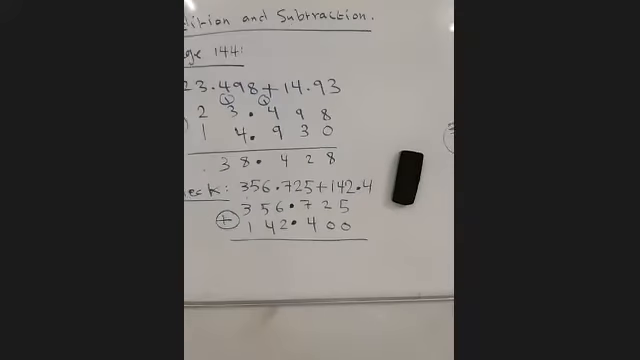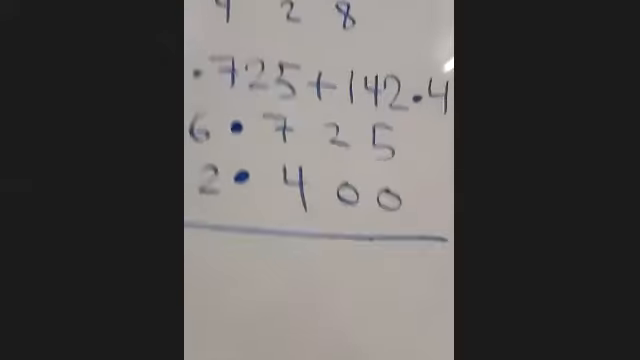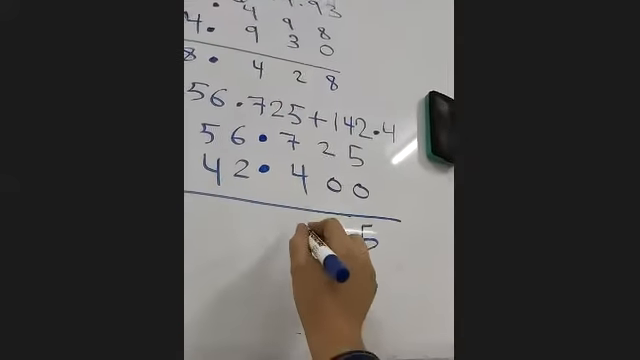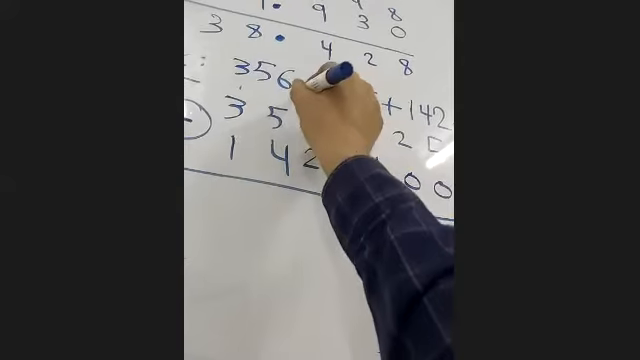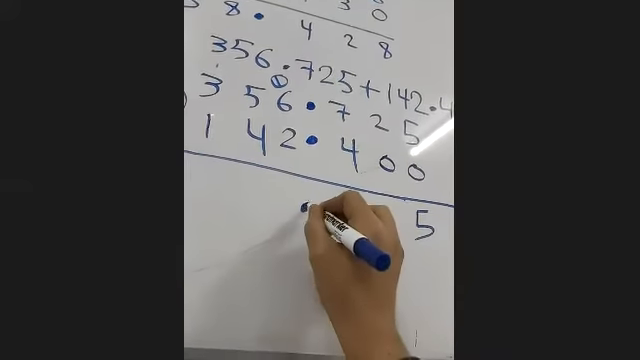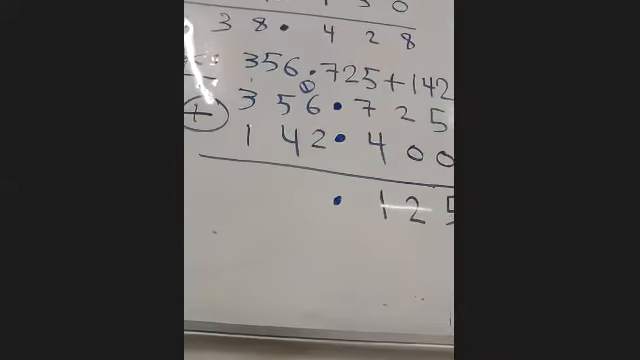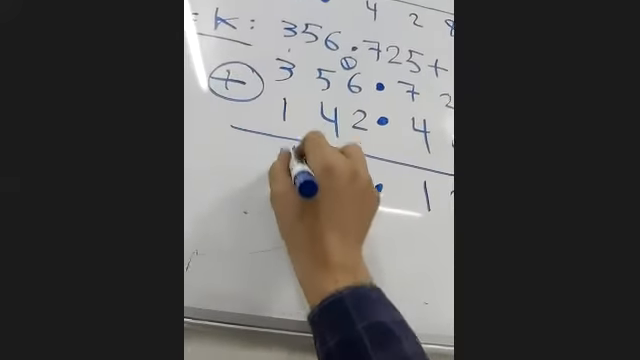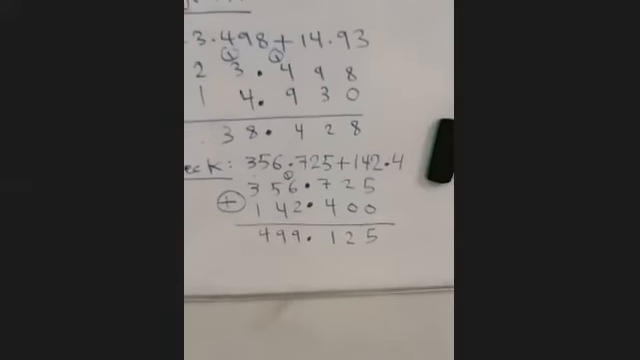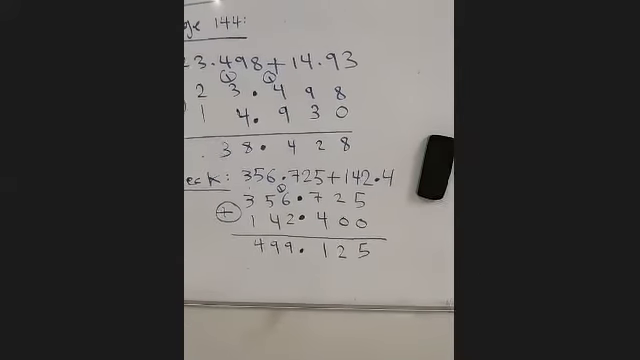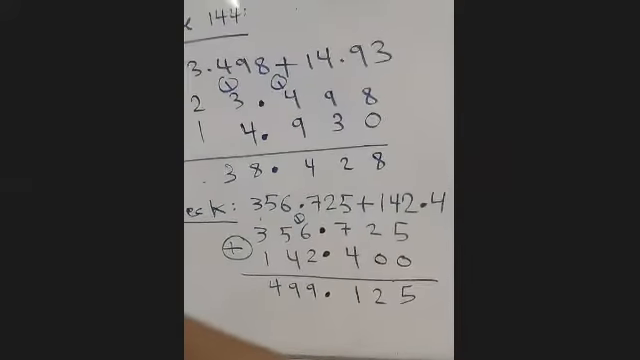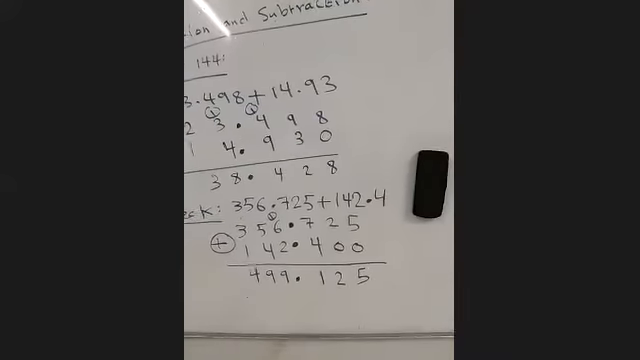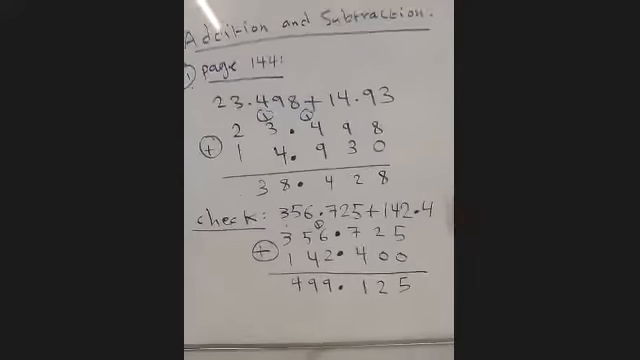Normal adding. So I will add and you check your answers there. 5 plus 0 is 5. 2 plus 0 is 2. 7 plus 4 is 11. One here, one by hand, but don't forget your decimal in the same place. Now add 7 plus 2, 9, 5 plus 4, 9, 3 plus 1, 4. So the answer is 499 and 125 thousandths. This is the check question, guys.